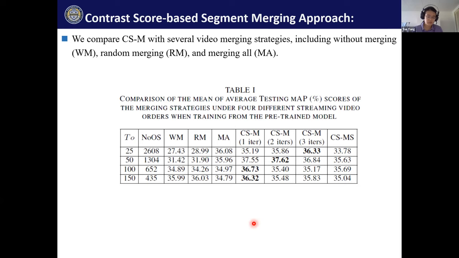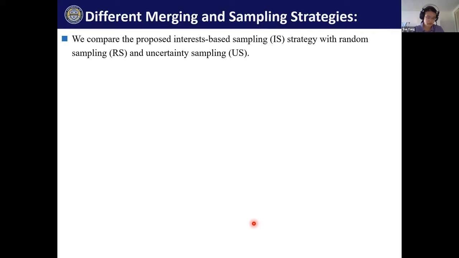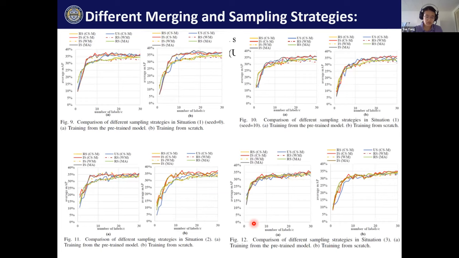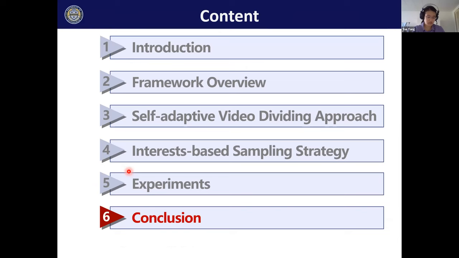And now let's see the performance of different merging and sampling strategies. We compare the proposed interest-based sampling strategy with random sampling and uncertain sampling. We also compare different situations under the aforementioned three situations. So it can be seen that the proposed interest-based approach, the IS, outperforms other strategies, even under different merging strategies. And here is the conclusion. That's all, thank you.